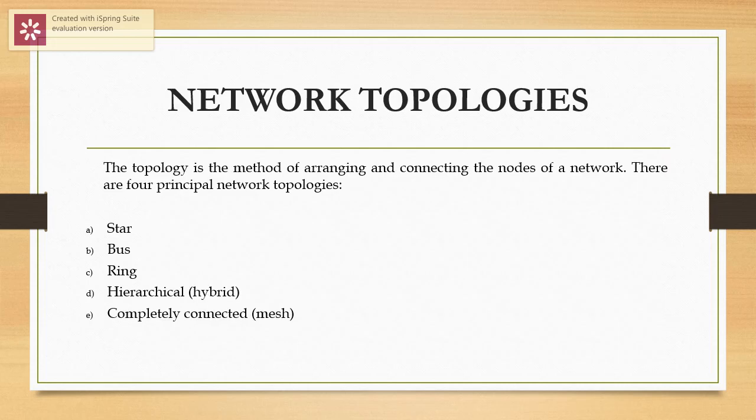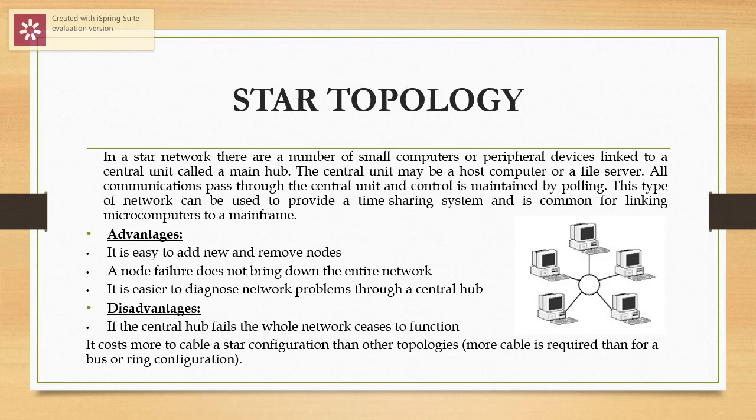Let us go ahead and check on network topologies. Topology is the arrangement and connection of nodes of a network. There are four principal network topologies: the star topology, the bus topology, the ring topology, the hierarchical or rather hybrid topology, and lastly, the mesh topology. Let us start by checking on the star topology.